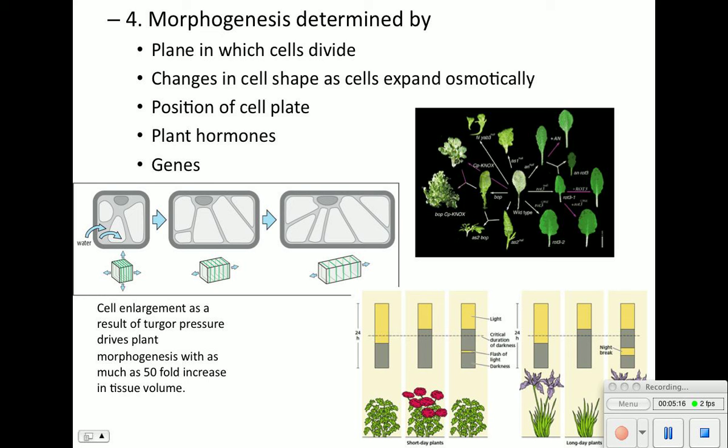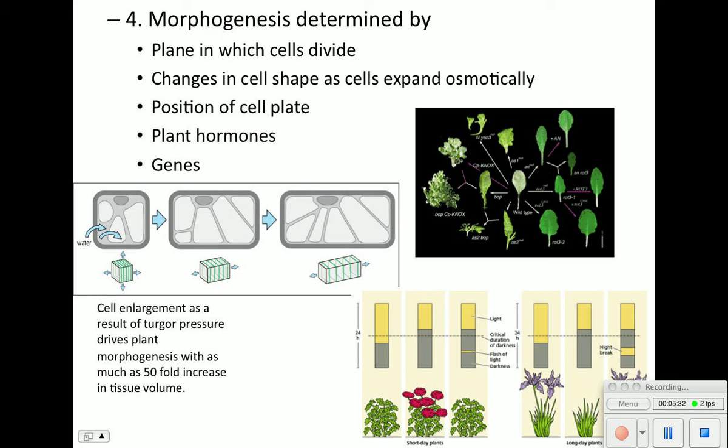Okay, so we have discussed morphogenesis. This was way back in first semester. Sorry, Mitchell. But we do know that with morphogenesis, how cells divide affects what they're going to turn into: changes in cell shape, how they expand, where they are on the cell plate.